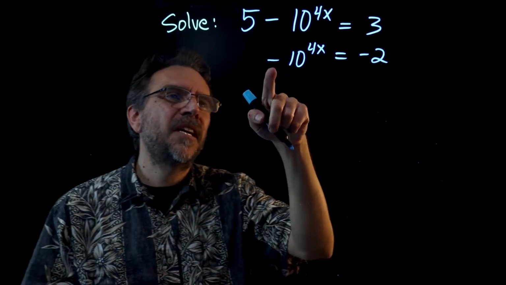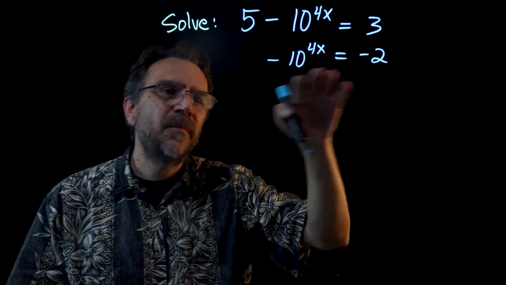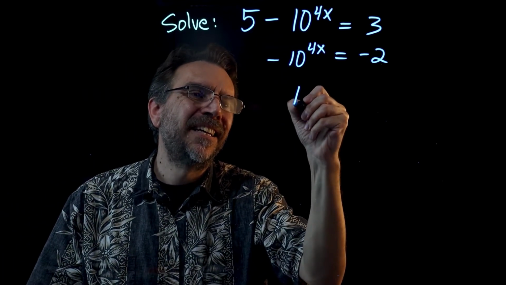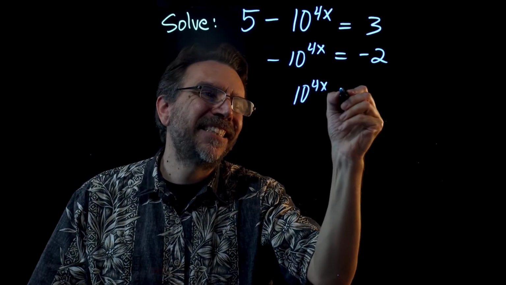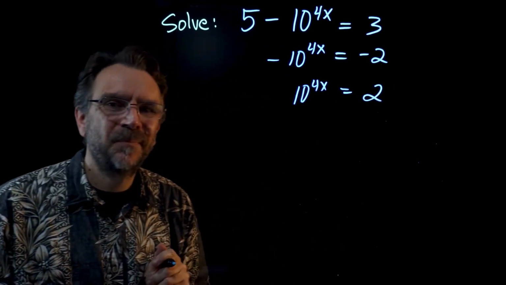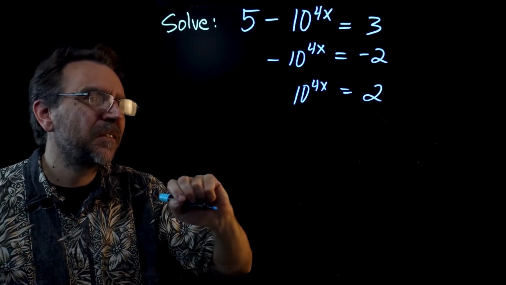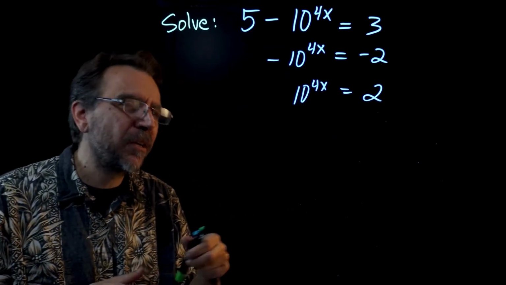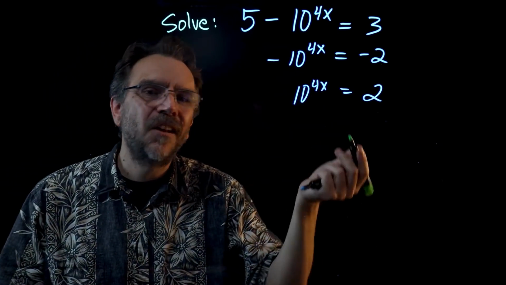Now, in this particular example, I have a negative number equals a negative number. I'm going to divide both sides, or multiply both sides, by negative 1, and that'll give me 10 to the 4x equals 2. Now, it's an exponential expression over here, so I want to get that 4x down. To do that, what we're going to do is apply the log to both sides.